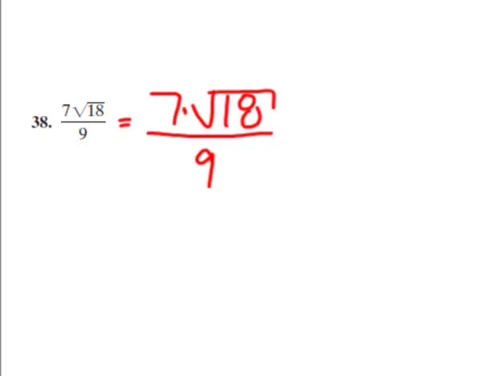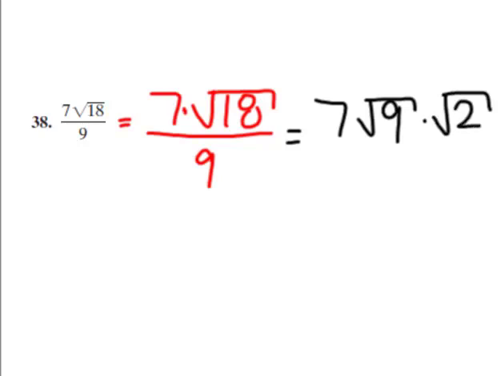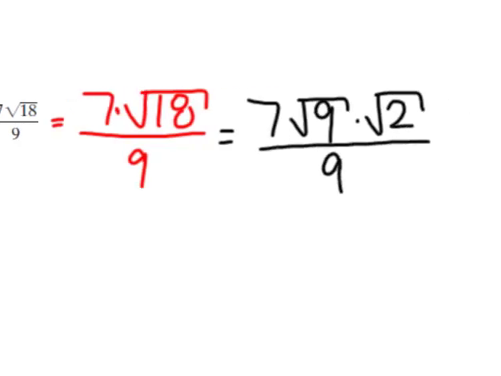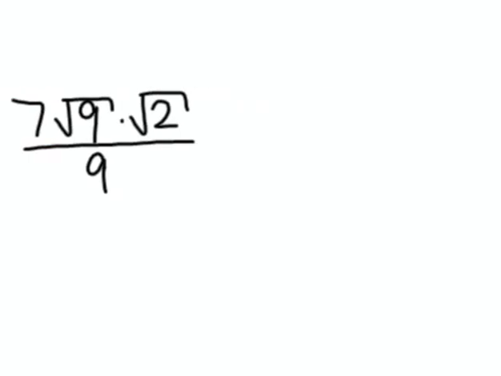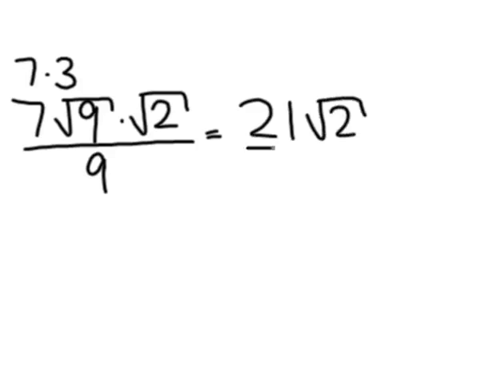So we need to see if we can simplify what's inside of the square root. We've already done the square root of 18. And if you don't remember, let's just think about it. What's a perfect square that goes into 18? Well, 9 goes into it. So we can split this up into the square root of 9 times the square root of 2, all divided by 9. So the square root of 9 is 3. So we'll get 7 times 3, or 21, root 2, all divided by 9.